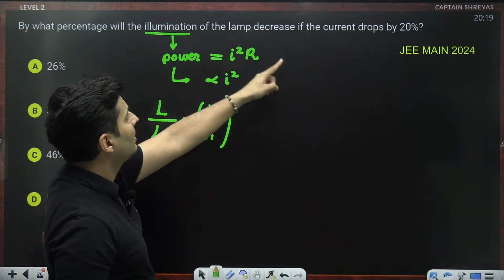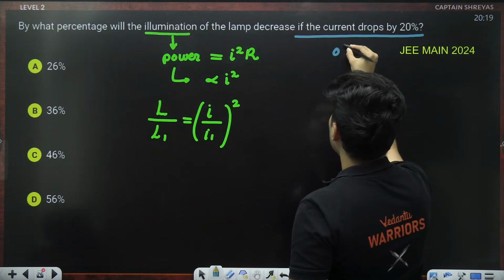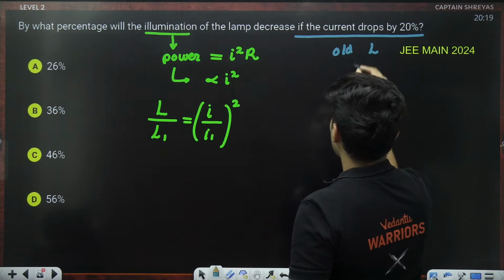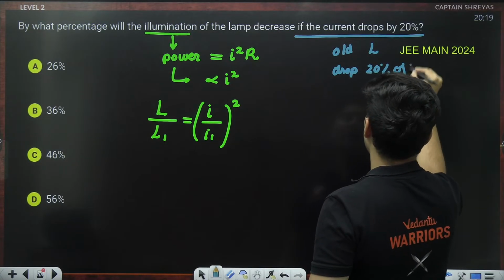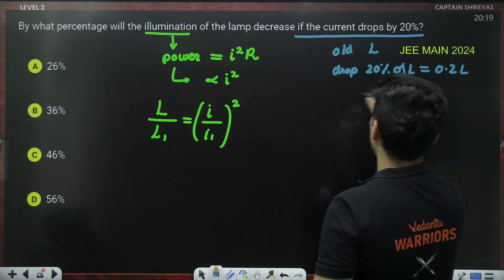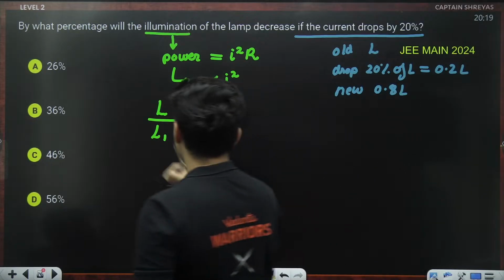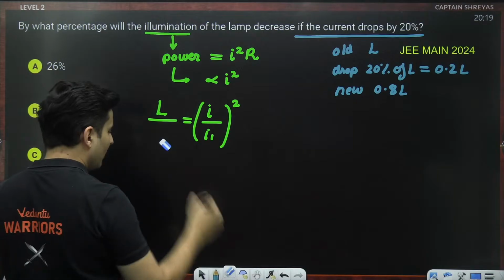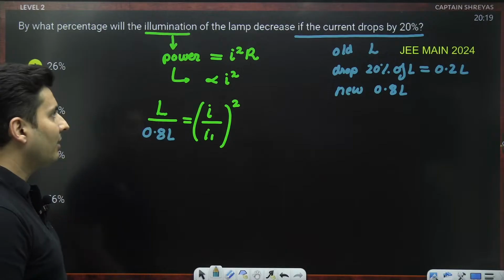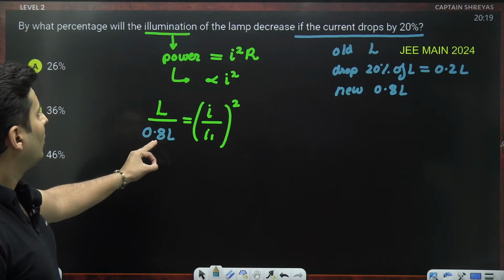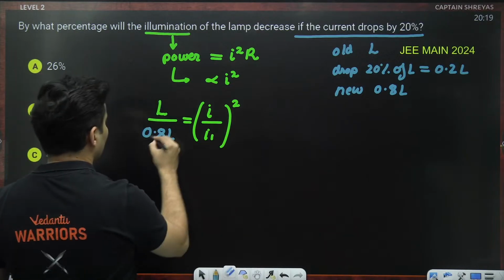If the illumination drops by 20%, what does this mean? If the old illumination was L, the drop is 20% of L, which is 0.2 L. Hence the new illumination will be 0.8 L. So instead of L1, you can put 0.8 times L. Is that right, everyone? Oh, sorry guys, the current has dropped, not the illumination. I'm so sorry.